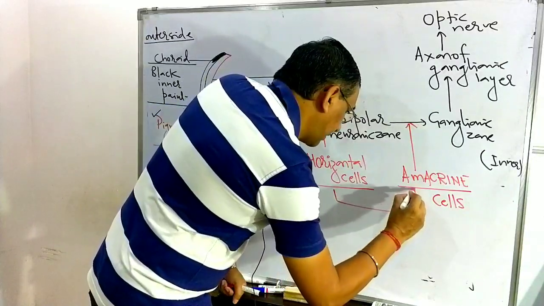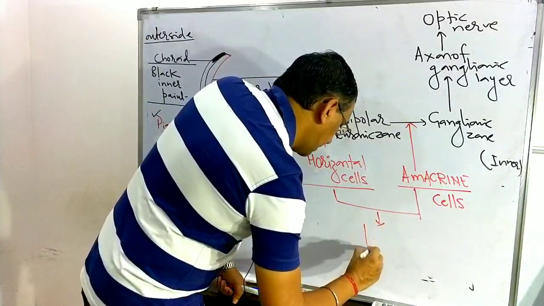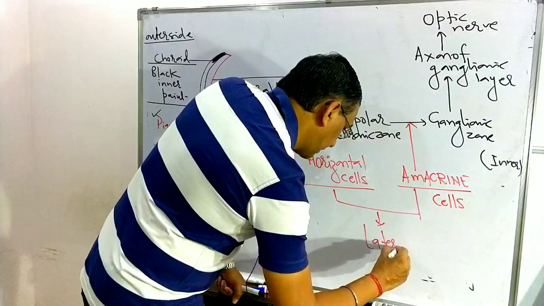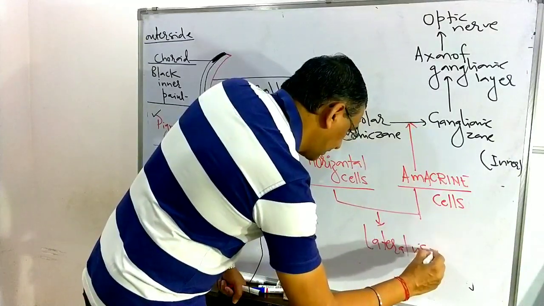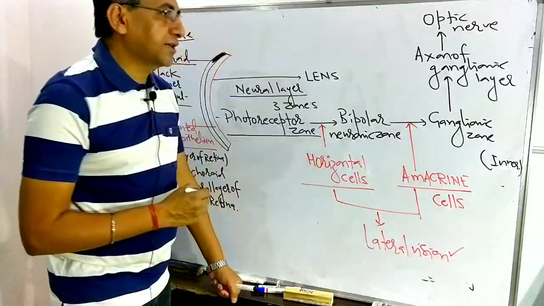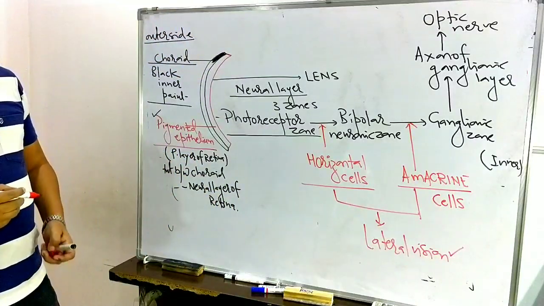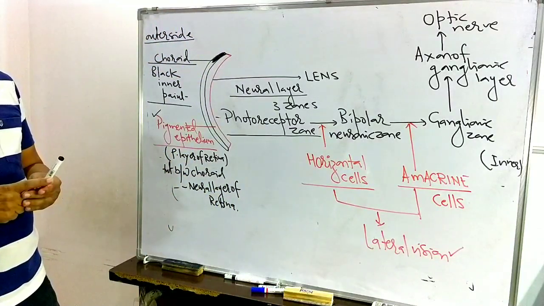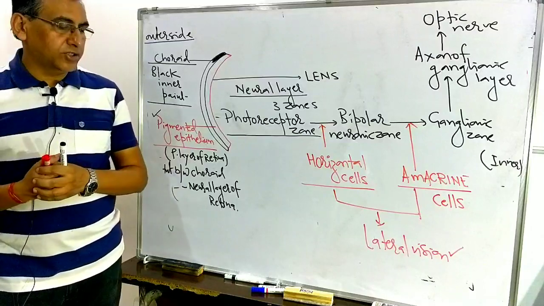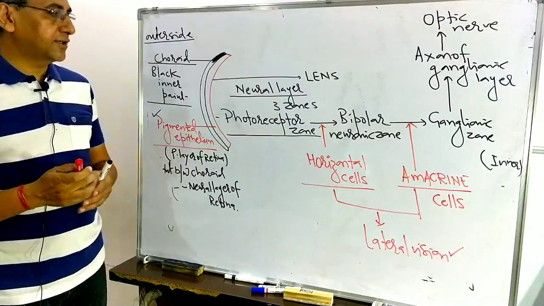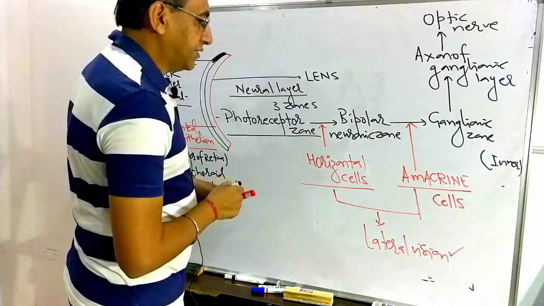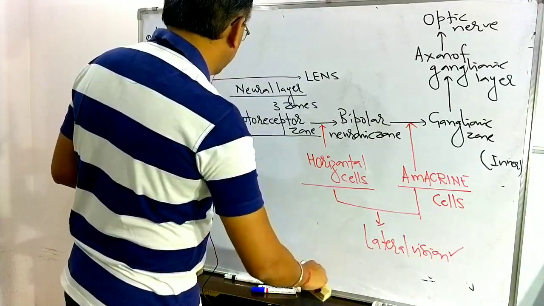Horizontal cells and amacrine cells, they are related with the lateral vision here. Horizontal cells and amacrine cells are related with the lateral image.